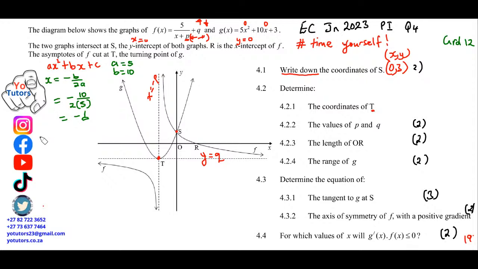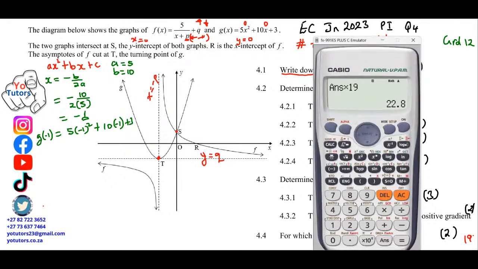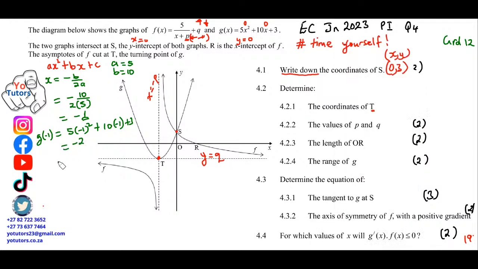So we're going to say, okay, here g of negative 1 is equal to 5(negative 1) squared plus, what is it? What we have there? Our b is 10. So it's 10(negative 1) plus 3. Then if we punch it into the calculator, we have 5(negative 1) squared plus 10(negative 1), then plus 3. What we get there is negative 2. So our answer there is negative 2. So our coordinates of T therefore are negative 1 and negative 2.